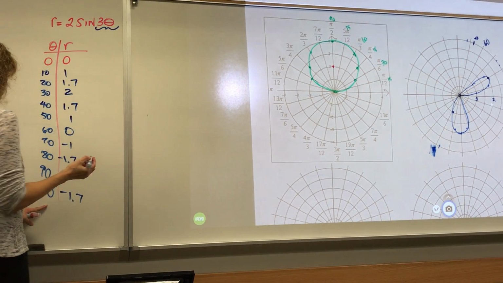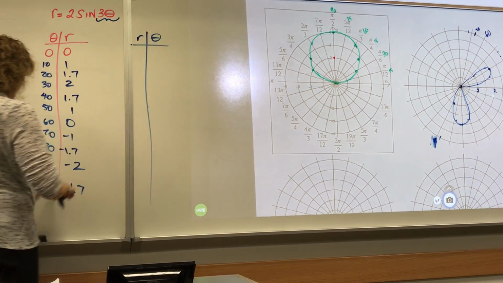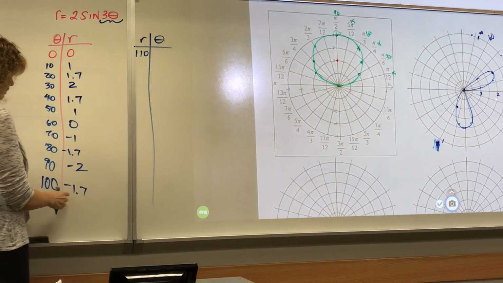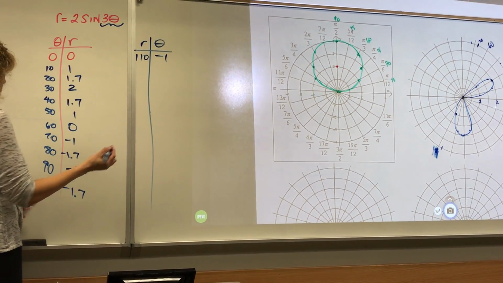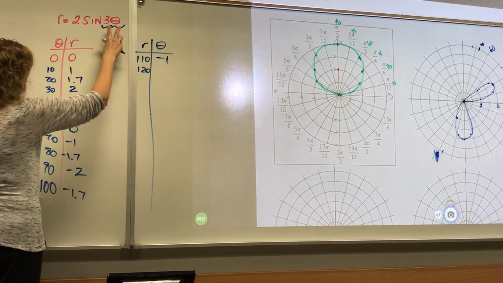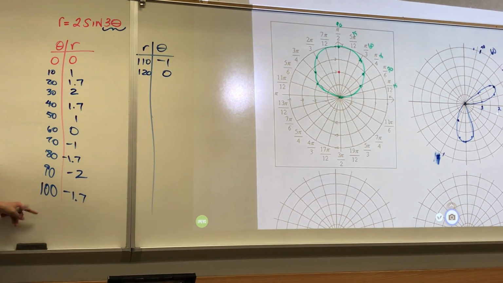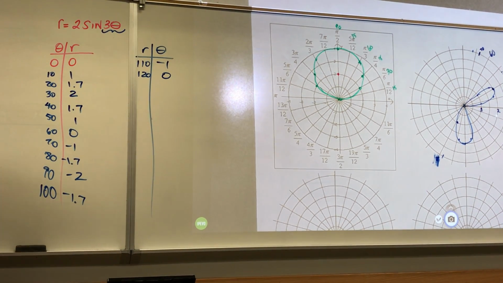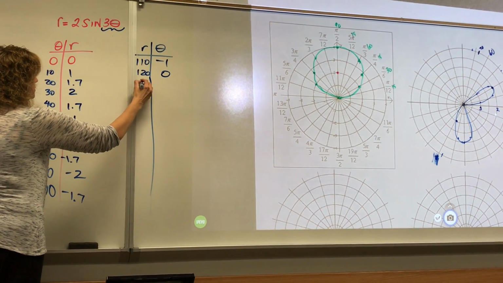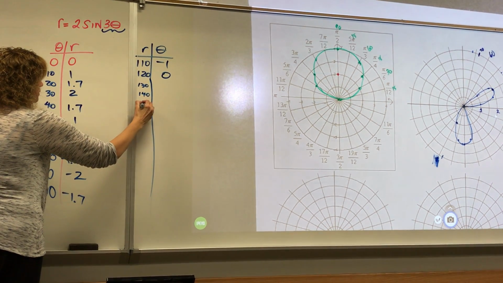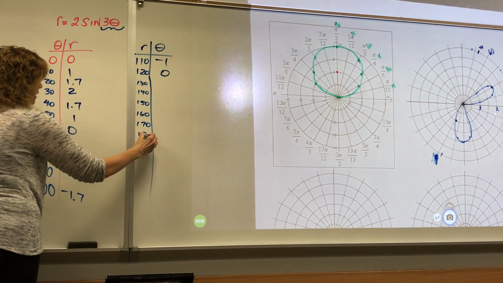So 110 would have put us back at negative 1. And 10 more units, 120. 120 times 3 is 360. The sine of 360 is 0. So we're back there. Okay. So now let's just go another unit of 10. So let's go 130, 140, 150, 160, 170, 180.